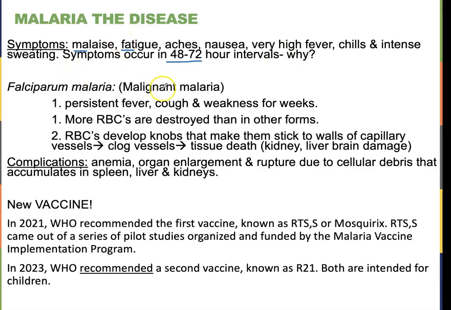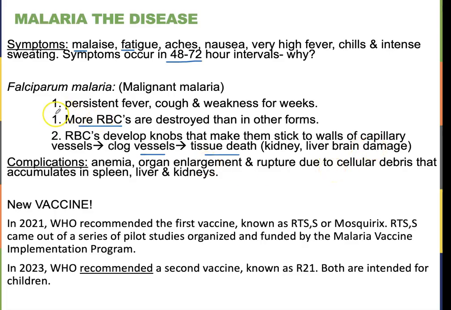When you have the malignant form of malaria, what makes this more deadly is that it does kill more red blood cells than in other forms. And also it causes the red blood cells to develop these knobs that make them very sticky, and they can stick to the walls of capillaries. They can clog your blood vessels and cause tissue death. It can be in the kidney, it can be liver or brain damage.